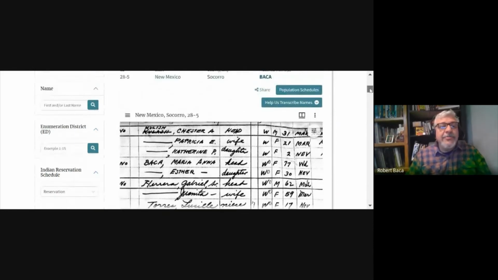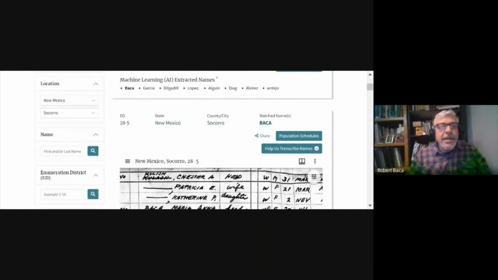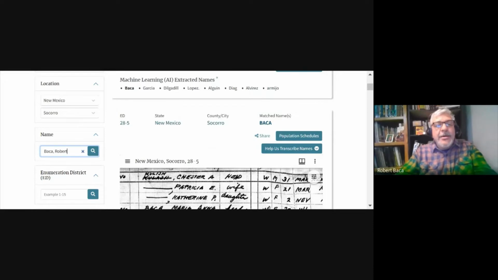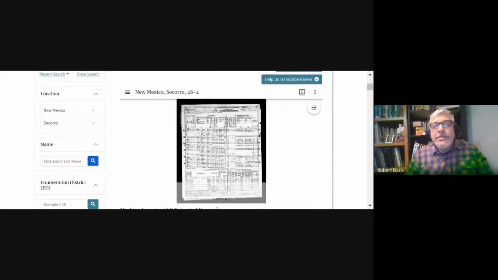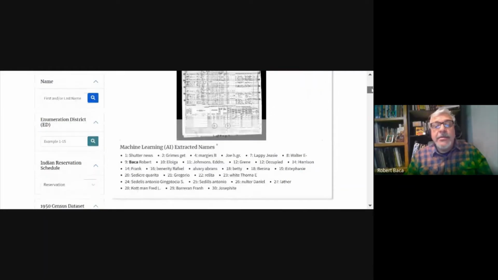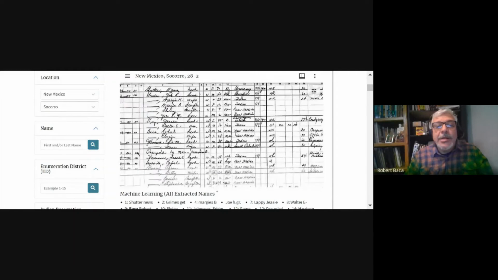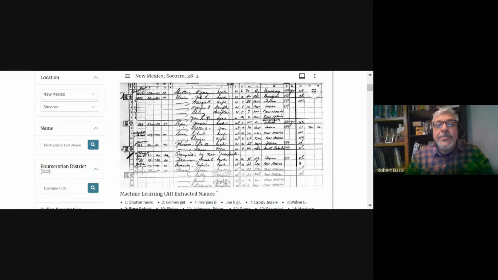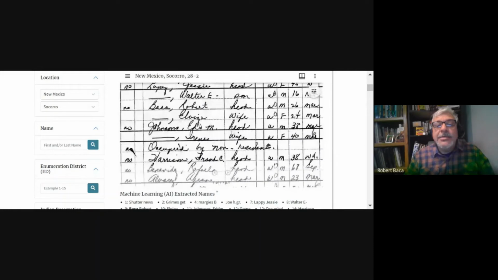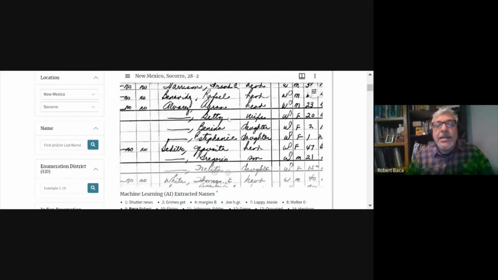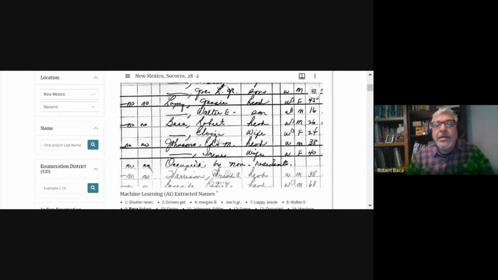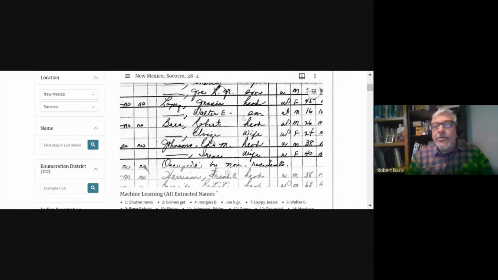So, for instance, if I wanted to find my grandfather or my dad, I've already searched this, so I already found them. But I could do Baca Robert or Robert Baca, and see if I find them. There is a Baca Robert on this one, and I think this is the one. Nope, it's a different one. Eloisa is the wife. That's not my Baca. Okay. So there may be another one.